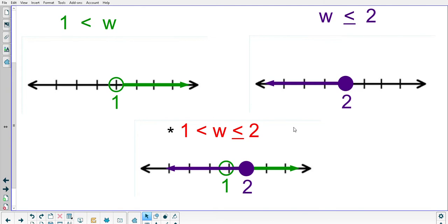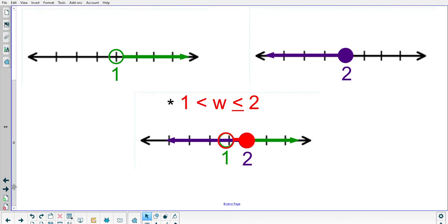Since this is an "and", the solution to this is the union of these two. The number we choose, anything that'll make this true, has to make both statements true. So it's going to start at 1 but not including 1, and it's going to be every number up to and including 2. Anything in between there would make our statement true.